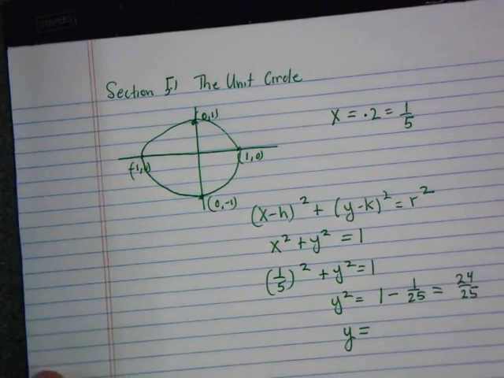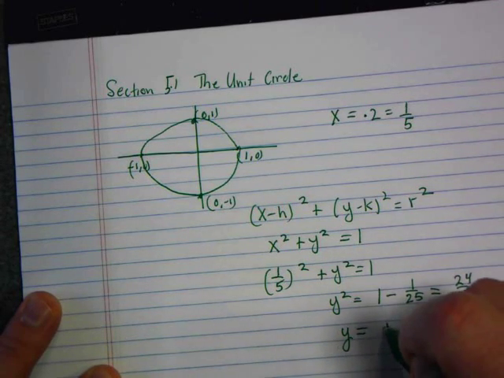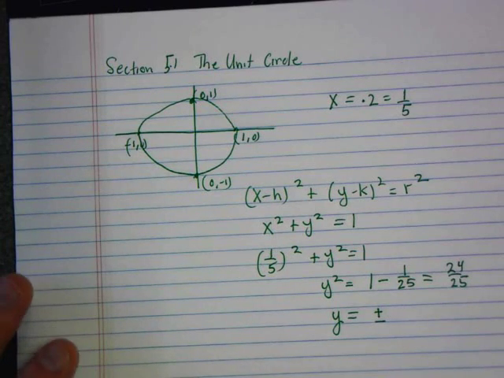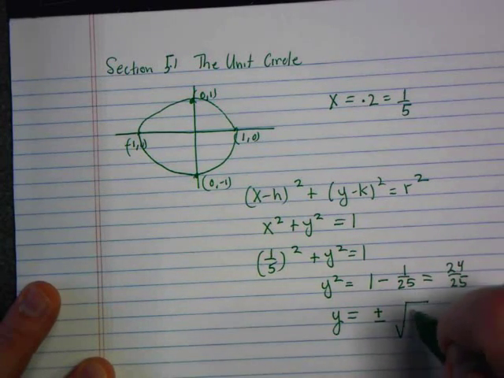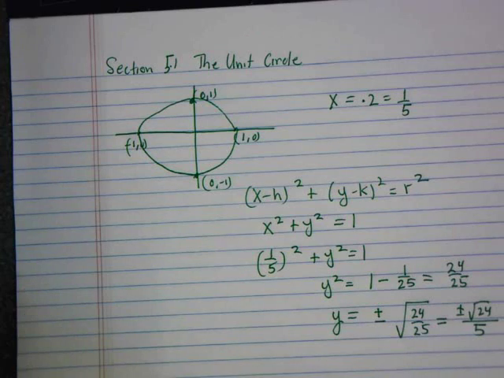So y is the square root. I heard somebody say plus or minus. We get 2 answers, don't we? When we take the square root of both sides, there are 2 answers. Plus or minus the square root of 24/25. I'm going to write that as plus or minus square root of 24 over 5, because the square root of 25 happens to be a nice number.